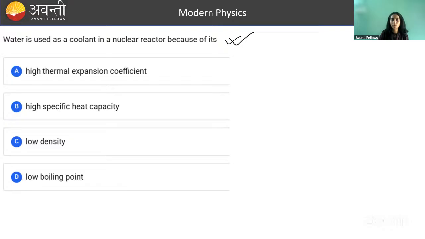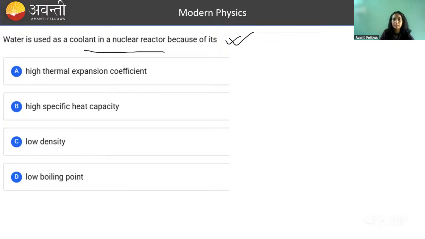One right and one wrong answer. Okay. Others, please also let me know. If you know the fact, you would be able to do this. Yes, Shruti, correct. So why do we use water as a coolant in a nuclear reactor?